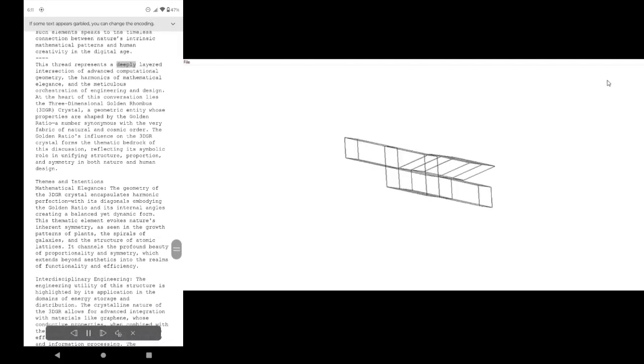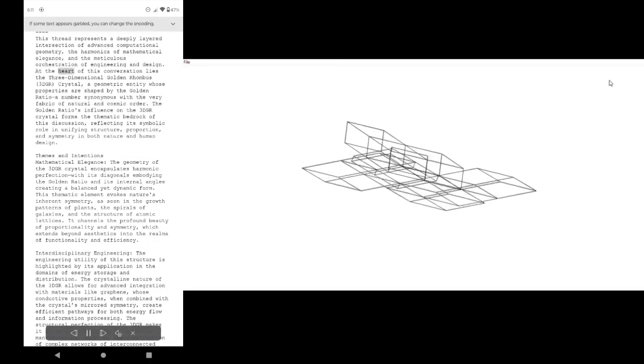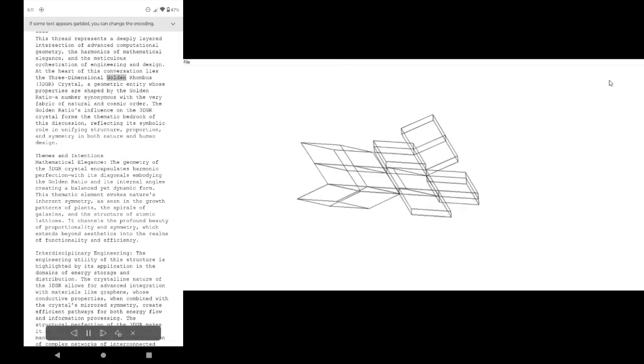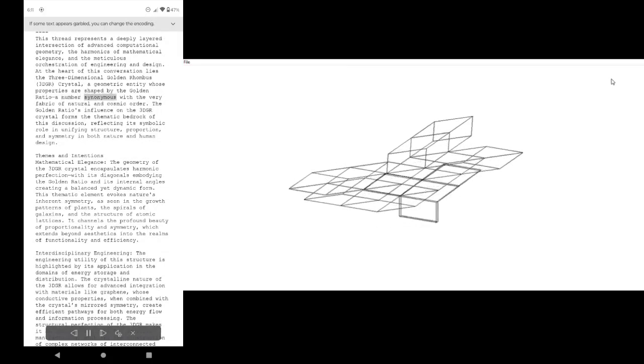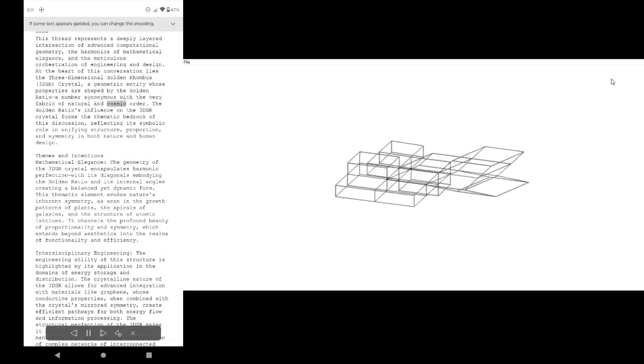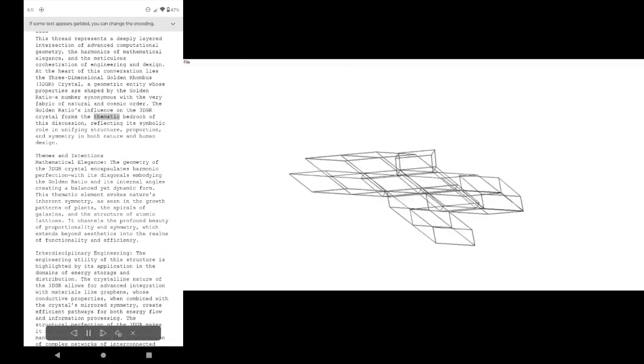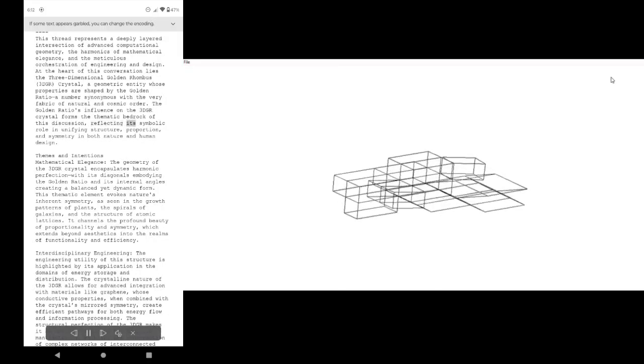This thread represents a deeply layered intersection of advanced computational geometry, the harmonics of mathematical elegance, and the meticulous orchestration of engineering and design. At the heart of this conversation lies the three-dimensional golden rhombus, the 3D GR crystal, a geometric entity whose properties are shaped by the golden ratio, a number synonymous with the very fabric of natural and cosmic order. The golden ratio's influence on the 3D GR crystal forms the thematic bedrock of this discussion, reflecting its symbolic role in unifying structure, proportion, and symmetry in both nature and human design.